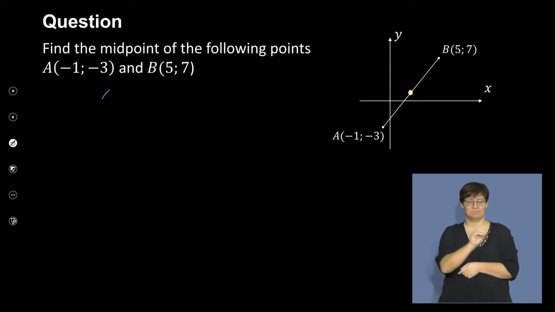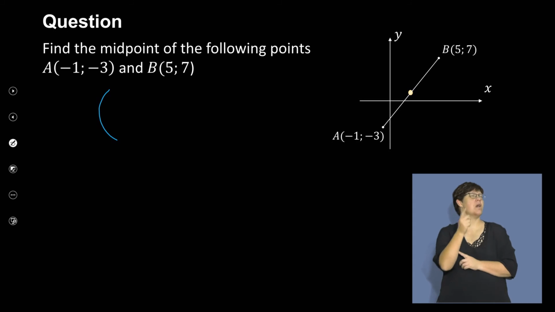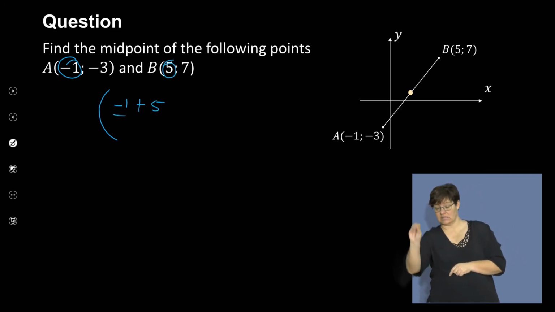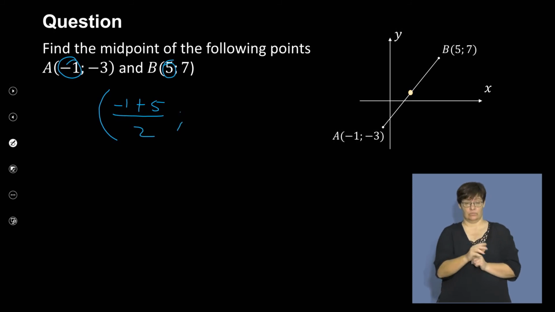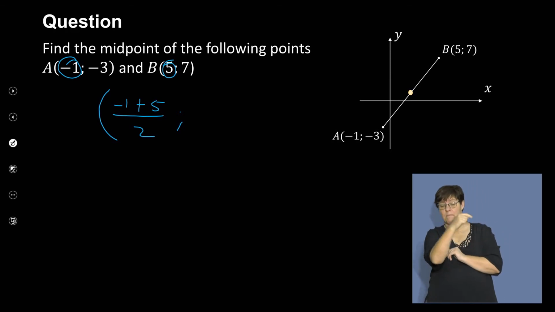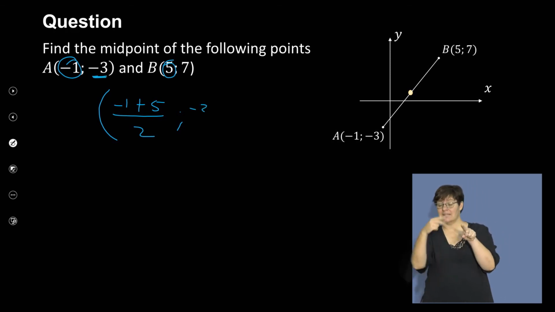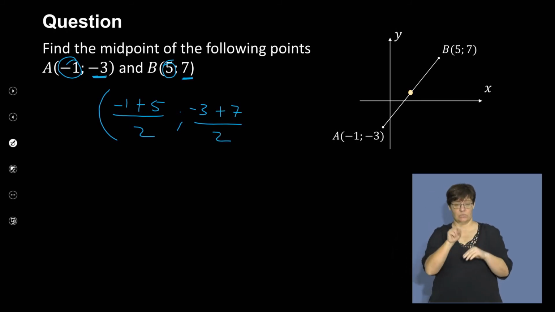And so what was the formula? The formula said I'm going to take the x value of the first point, add the x value of the second point, and divide that by 2. That's our first calculation, but I'm just going to write it down for now. The second part was to work out the y coordinate, and so I'm going to take the y coordinate of the first point, add the y coordinate of the second point, and divide that by 2.